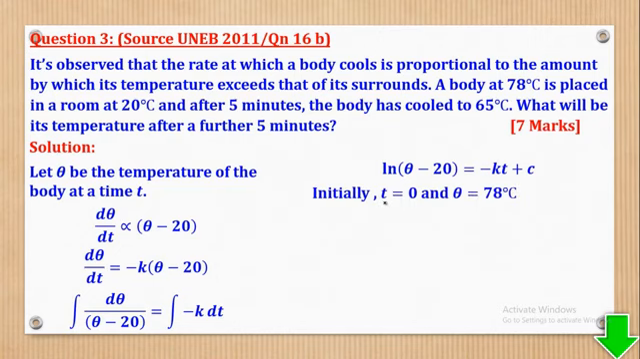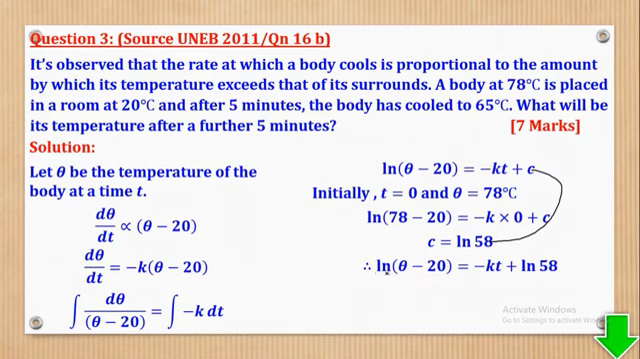So initially, t is equal to 0 and temperature is 78 degrees Celsius. So I'll come and substitute for t and for theta to come up with that. Therefore, c is equal to ln 58. Then come and substitute that c here to come up with this line. So I've got c, but I've not yet got k. To get k, I'll use the next condition.